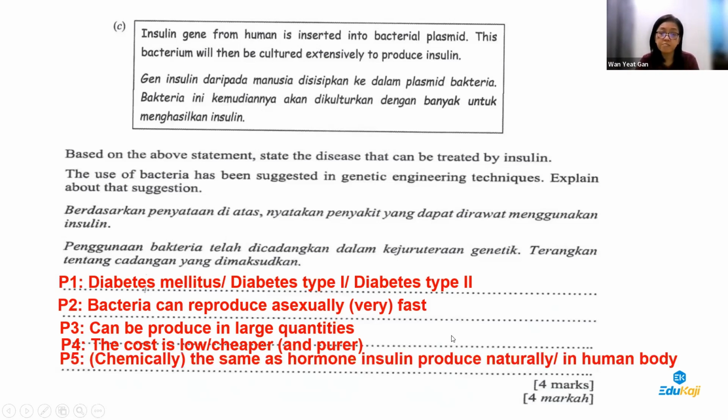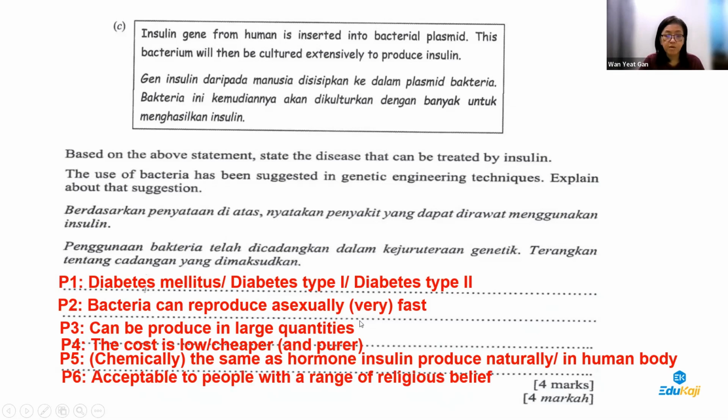Okay, and the insulin produced by this recombinant bacteria is the same as the insulin that is produced naturally by human. So not only are you able to produce in large quantity, you are also able to produce at a cheaper cost. Okay, so that means you don't have to obtain insulin from animal anymore, and therefore it is no longer a dispute among people of different religious belief, because this is produced by bacteria, which is acceptable by everyone.